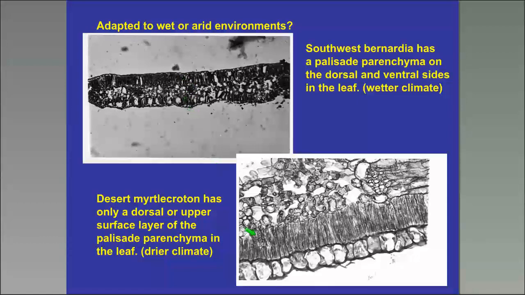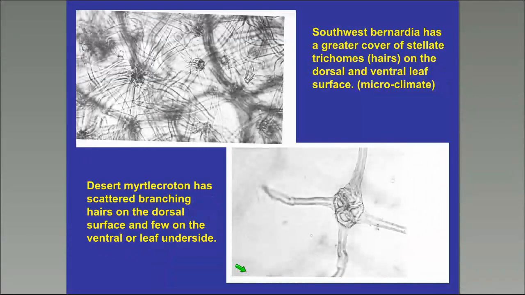When I look at the other species that we call desert myrtle croton, it only has 1 layer of Palisade Parenchyma, and that's at the dorsal or the top of the leaf right here under the epidermal cells of the plant. So again, I can see differences in species in adaptation to where they grow and why they occur in Texas where they are.